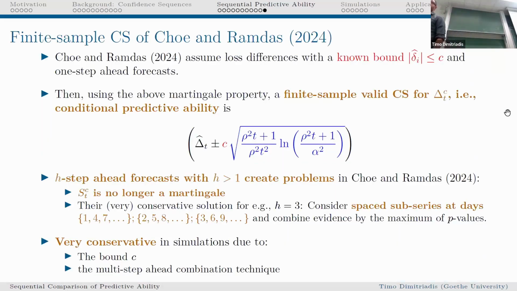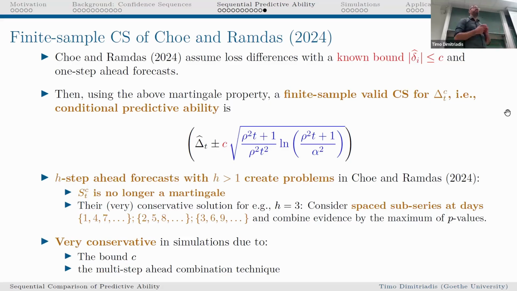All right, now the, I would say, strongest competitor in terms of time uniform inference is this Cho and Randers paper, and they assume that loss differences have a known bound delta E hat smaller than C. So for example, if you look at binary events and you use the MSE, the Brier score, then you look at forecast, which is a value between 0 and 1, minus outcome, which is a value 0 or 1, and square that up. This is always smaller than 1 in absolute value. However, if you use the log score, then this can be infinite or minus infinite. So this is a pretty restrictive condition.